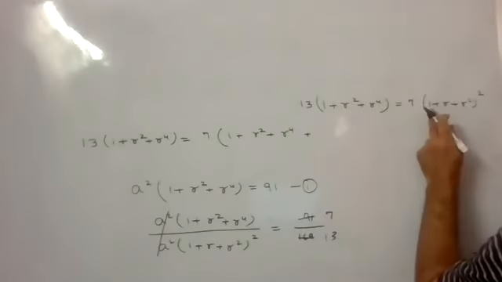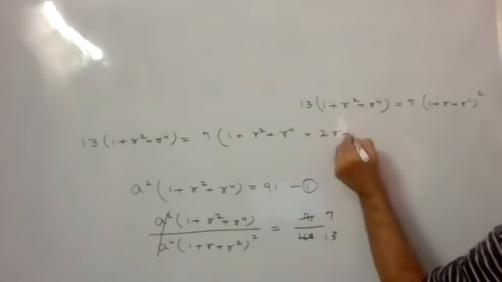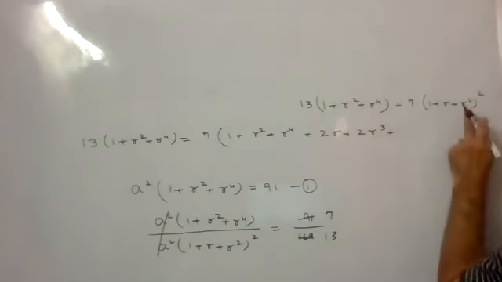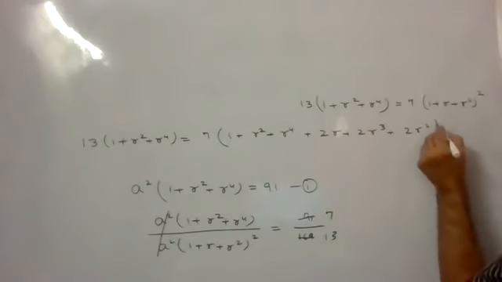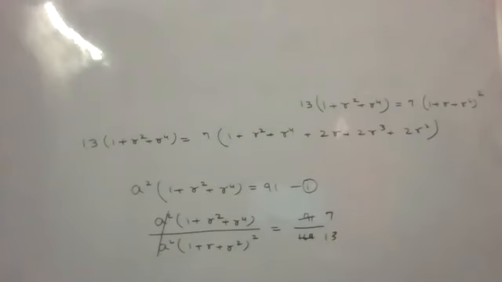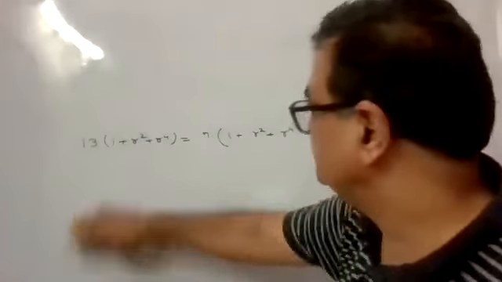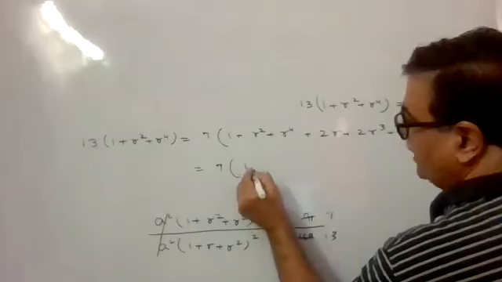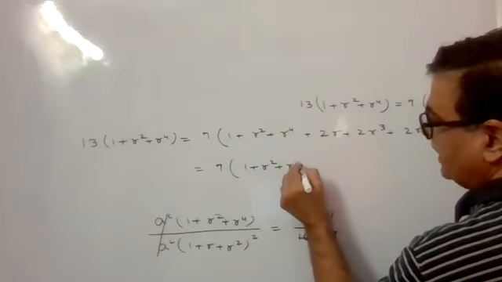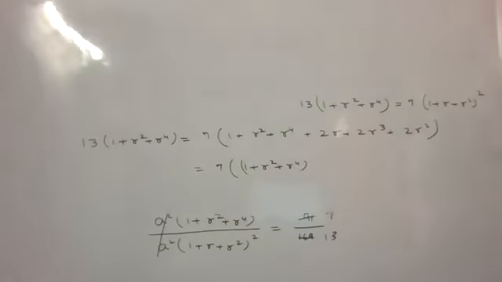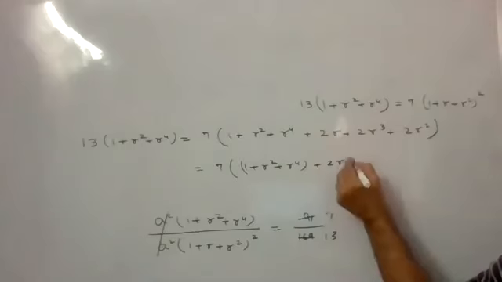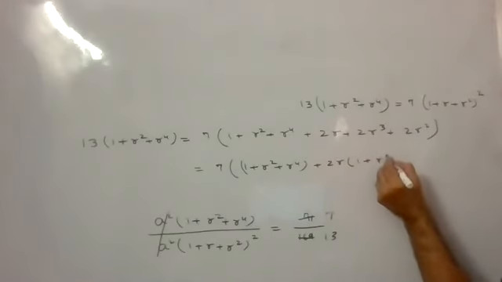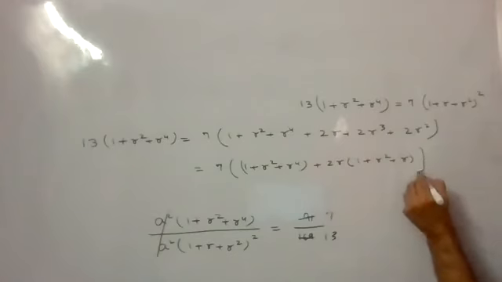2ab is 2 into 1 into r, so 2r. 2bc is 2r into r square, so 2r cube. Then 2r square here. Right? 3r square. Then it will come out to be 7 times 1 plus r square plus r power 4. This is one term. Here I'll take 2r common. So what will it come? 1 plus r square plus r.